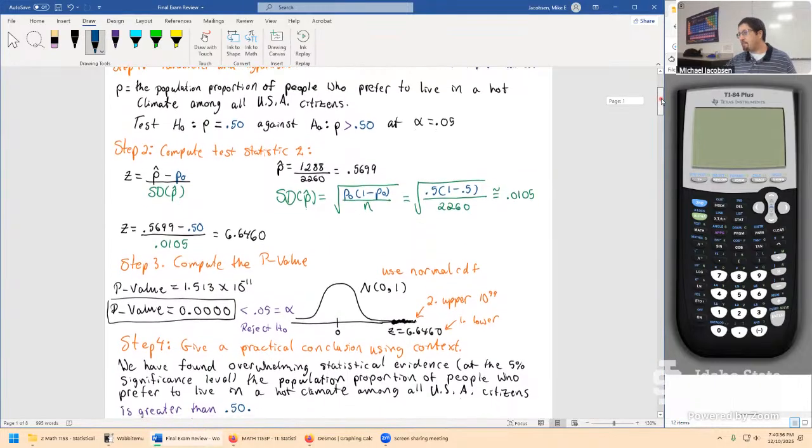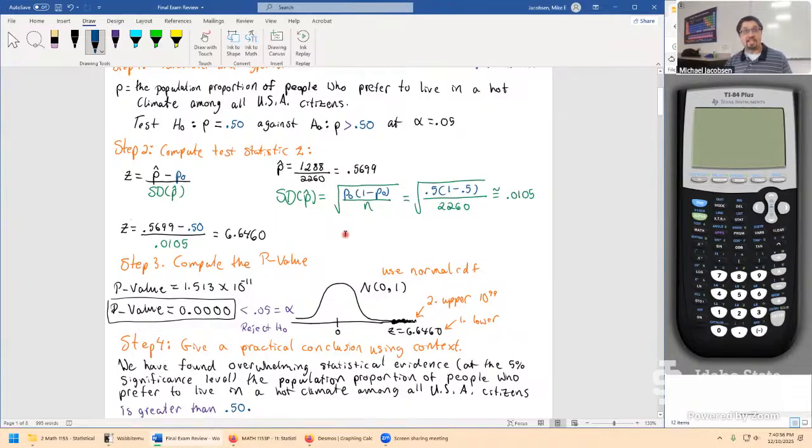I think it confirms like about what most of us would have guessed, that people don't like being cold. But you know, if you lived in a hot climate, you might not like the humidity either. But it just depends on where you are, I guess. But for a representative sample of all USA citizens, it was greater than 50%.